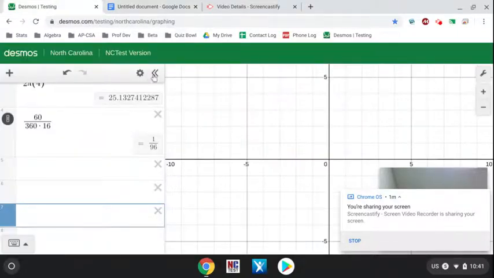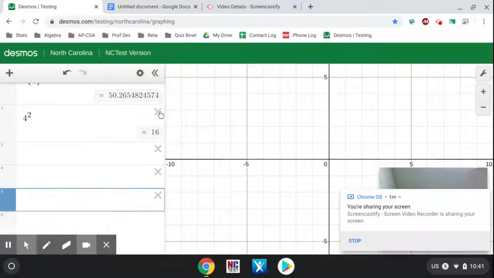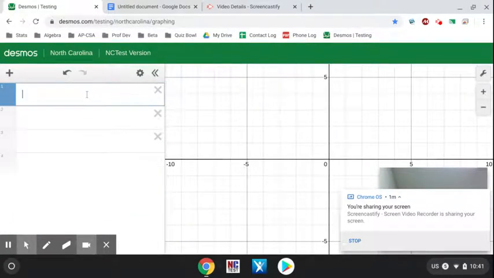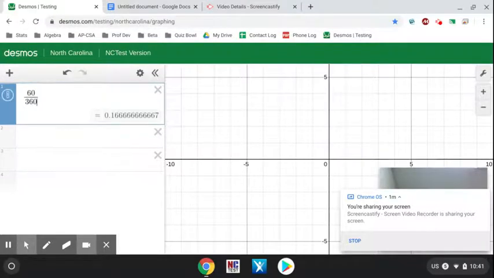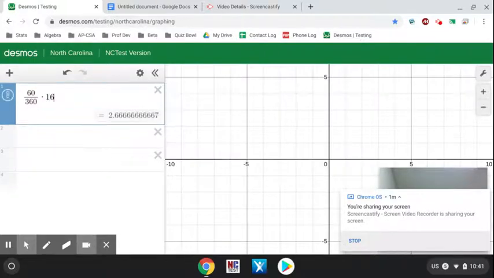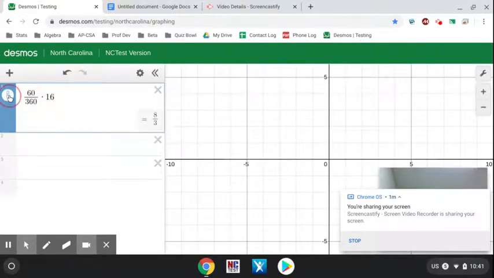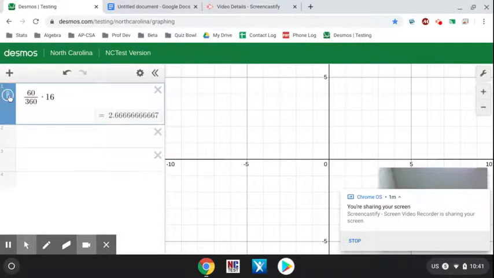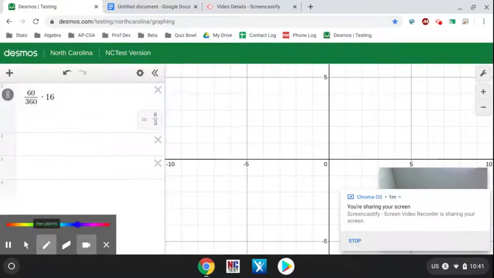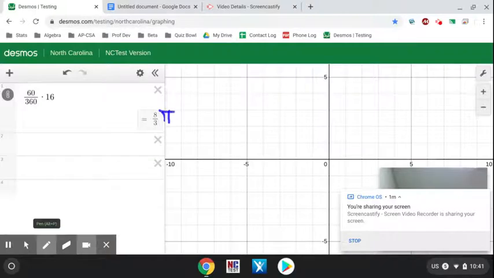Now, if I go to Desmos, let's clear out what we already had here. If I want my answer in terms of pi, I can just type in 60 divided by 360 and then multiply that by 16. I can leave it just like that, and this little fraction button to the side that I'm clicking is going to convert it from a decimal to a fraction. So my answer as a fraction would be 8/3 pi, or 8 pi over 3.